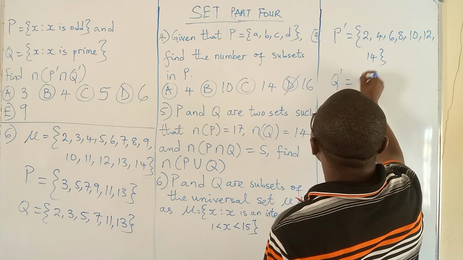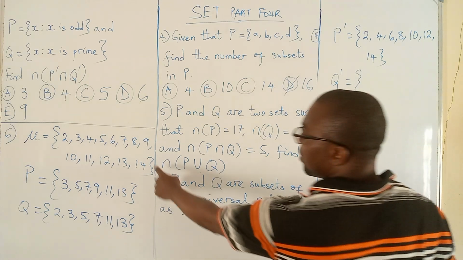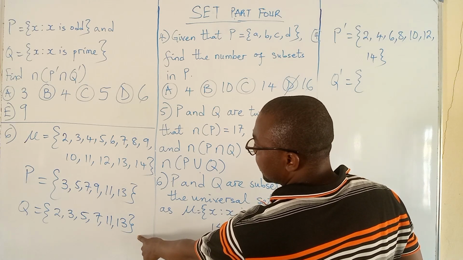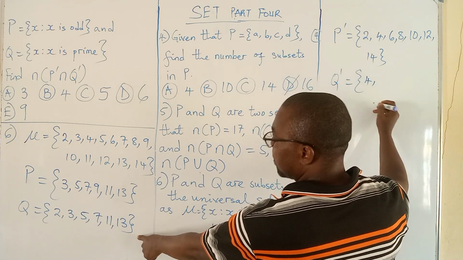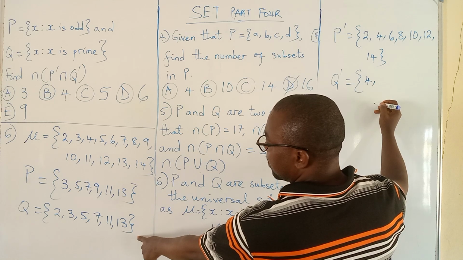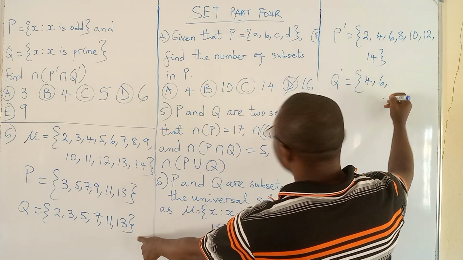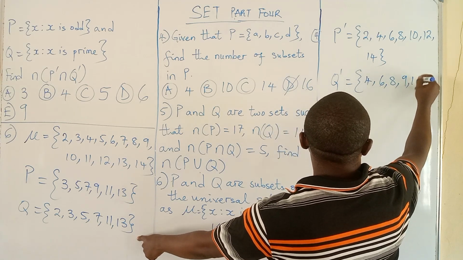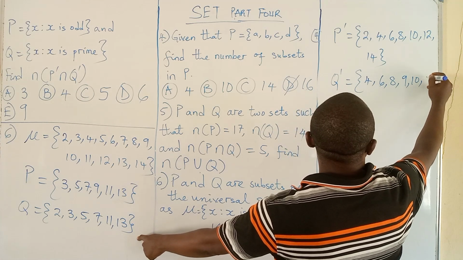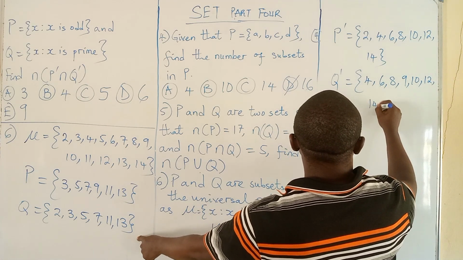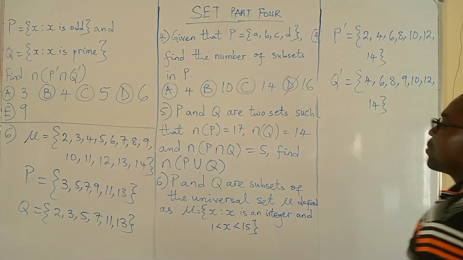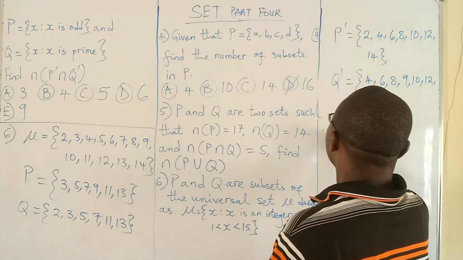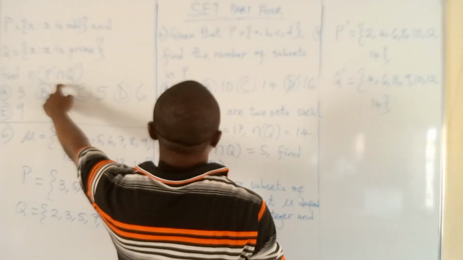And then Q complement simply refers to all the elements that are in the universal set and not in the set Q. We have 4, 6, 8, 9, 10, 12, and we have 14. Now, we were asked to find the number of subsets, or the cardinality, of their intersection.